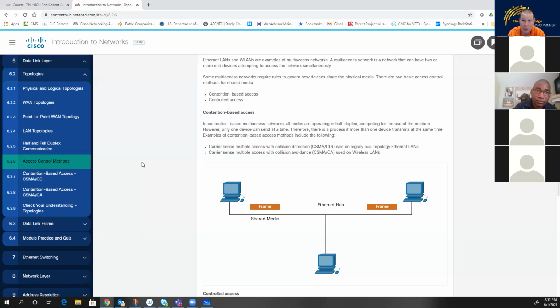CSMA/CA, collision avoidance, works exactly the same, except you listen to see if the wire is available. If it is, you request to be able to send. And then, because it's usually wireless, the access point will say, you're clear to send, you send now. So the idea is there should not be any collisions. But if there happens to be a collision on a collision avoidance network, it works just like CD. All right.